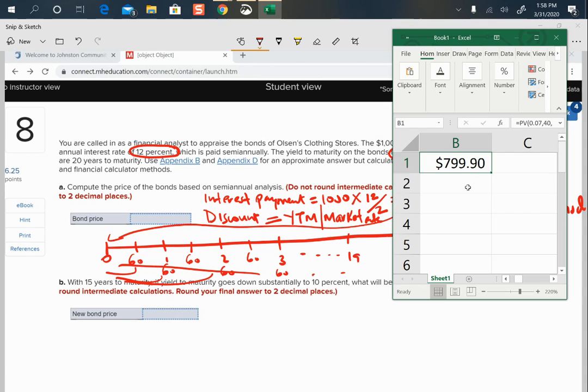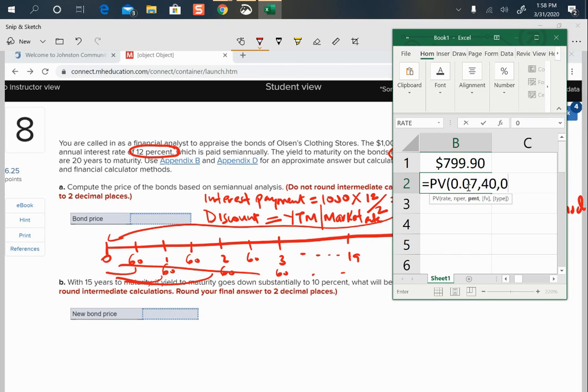This gives you a value of 799. But then you also determine the present value of the $1,000 to be received in 20 years, which is in 40 periods. So in this example again, our rate is 7%. So the present value of the 1,000, number of periods again, is 40.